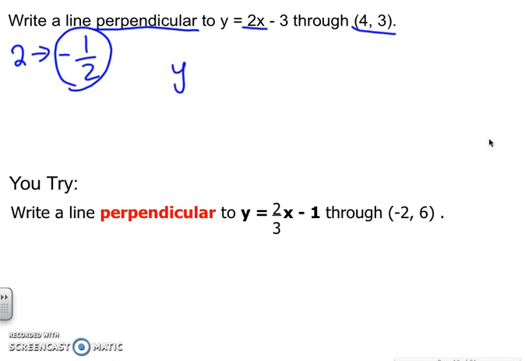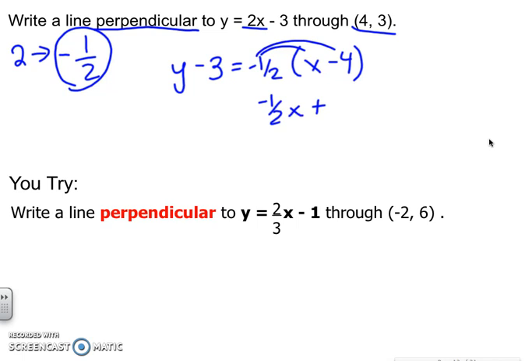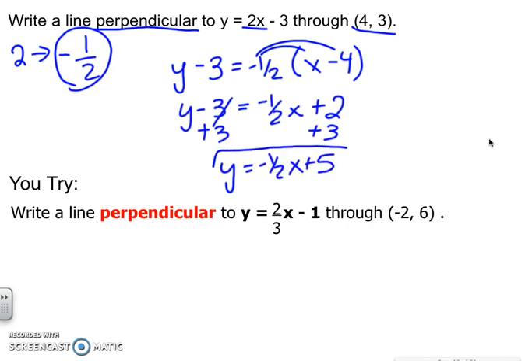So I'm going to start off with y minus 3 equals my slope times x minus my x point, which was a 4. Again, you're going to distribute and get negative 1/2 x. Negative times a negative is a positive, and half of 4 is a 2. Equals y minus 3. Lastly, I'm going to add 3 to its like term. So y would equal negative 1/2 x plus a 5.